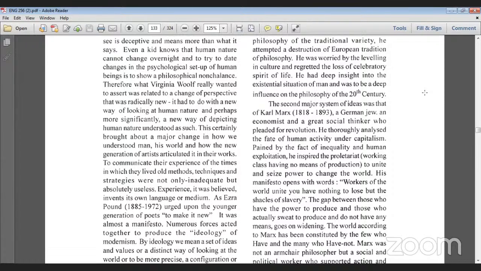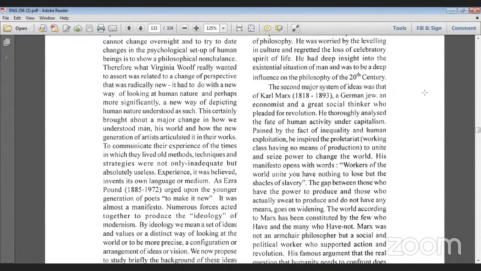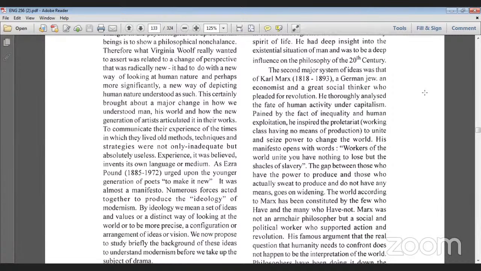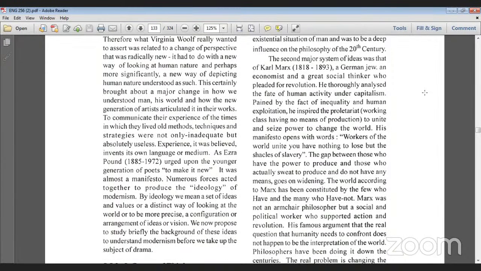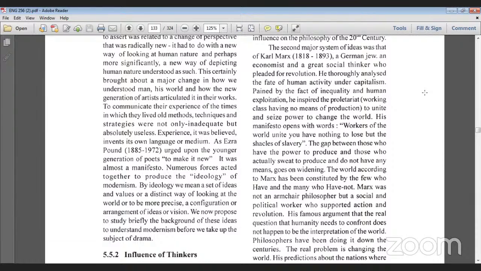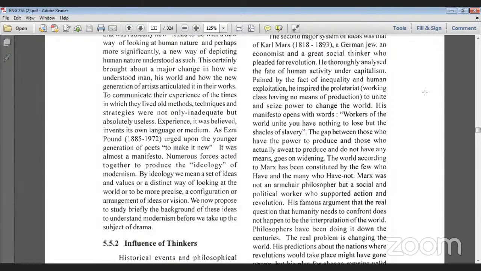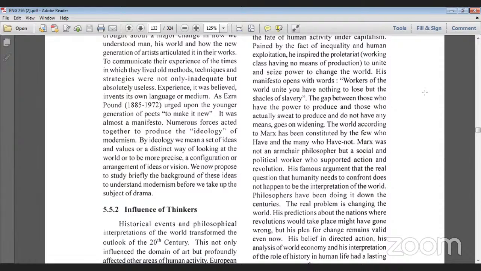Marx was not an armchair philosopher but a social and political worker who supported action and revolution. His famous argument was that the real question humanity needs to confront is not the interpretation of the world. Philosophers have been doing that down the centuries. The real problem is changing the world.